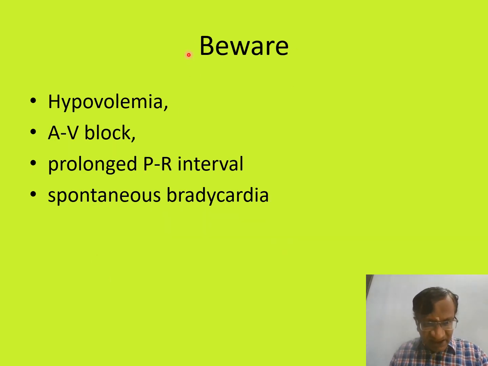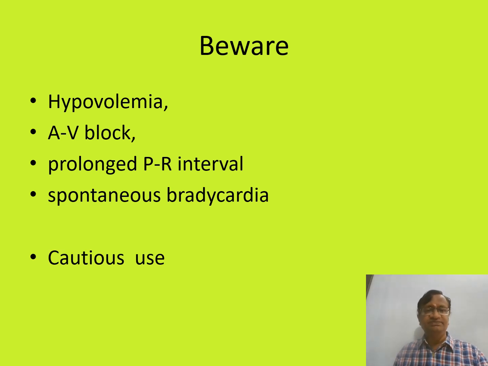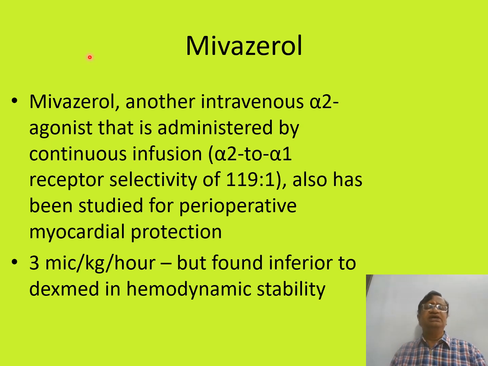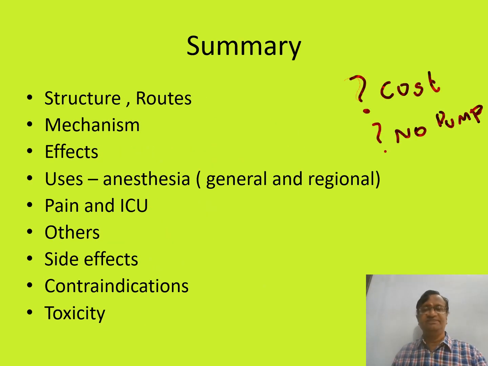Beware if there is hypovolemia, if there is an AV block or prolonged PR interval, or if there is spontaneous bradycardia. Beware of using clonidine. Cautious use. For clonidine overdosage: gastric lavage, fluids, vasopressors. But tolazoline 10 mg IV every 30 minutes is the treatment of choice. There is one drug called mivazerol, another alpha-2 agonist that is administered by continuous infusion. It has not become a market hit so far because it is found inferior to dexmedetomidine in hemodynamic stability.